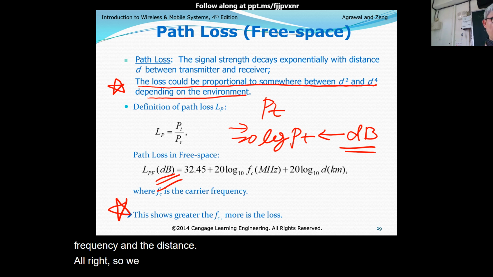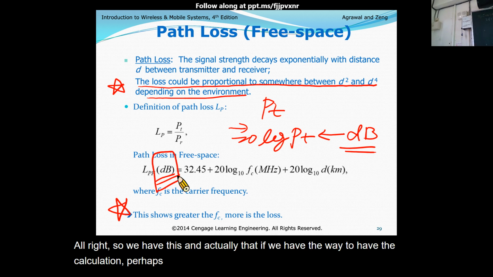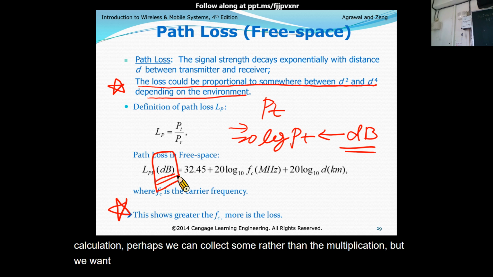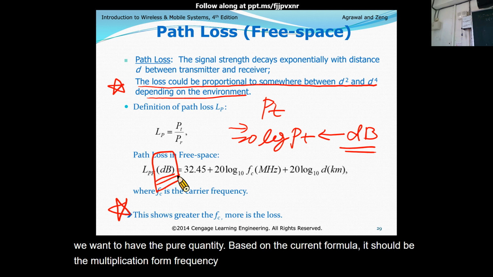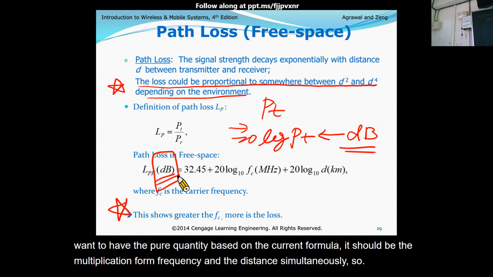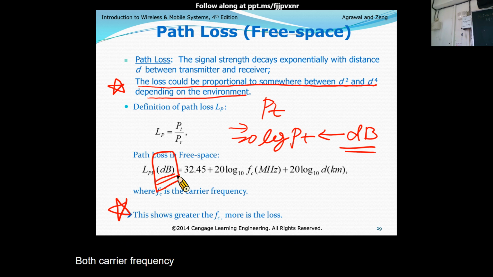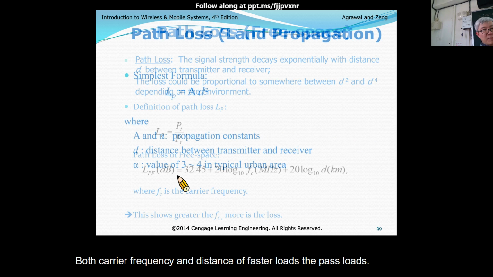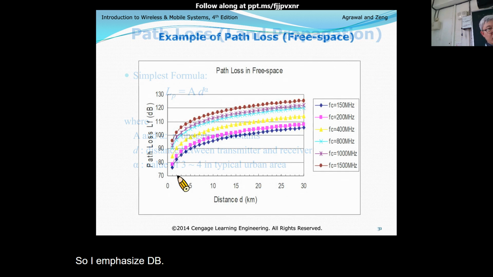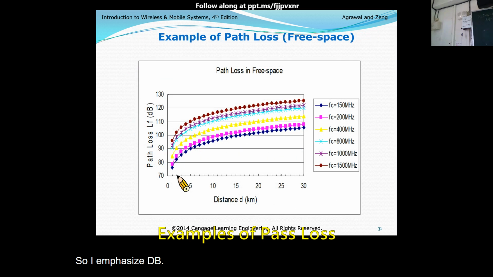And actually, I don't know if we have a way to do the calculation. Perhaps we can take a sum rather than the multiplication. But we want to have the pure quantity. Based on the current formula, it should be the multiplication of frequency and distance simultaneously. So both carrier frequency and distance affect the path loss. So I emphasize dB. And later we show all the results in terms of dB, decibel.